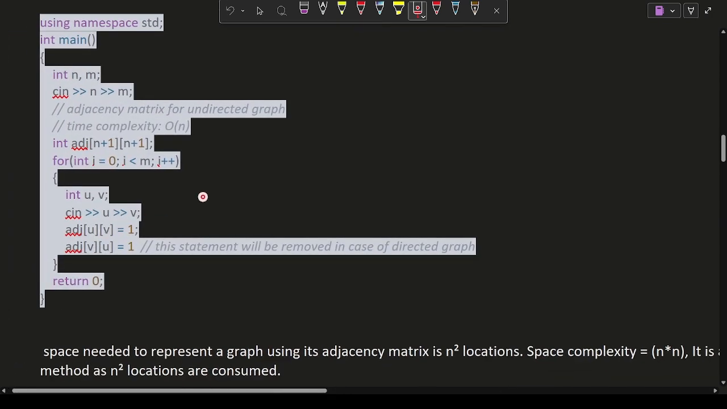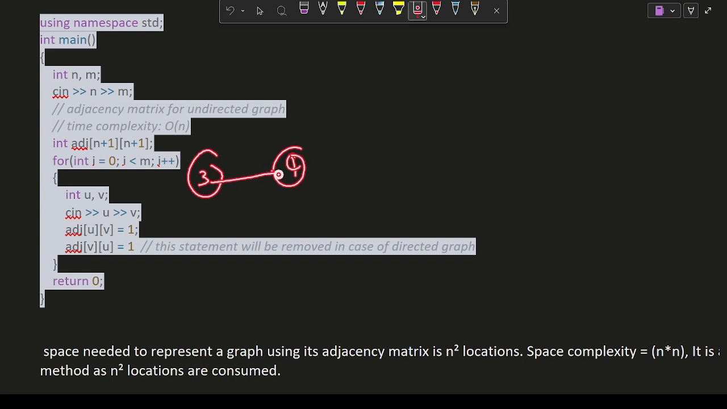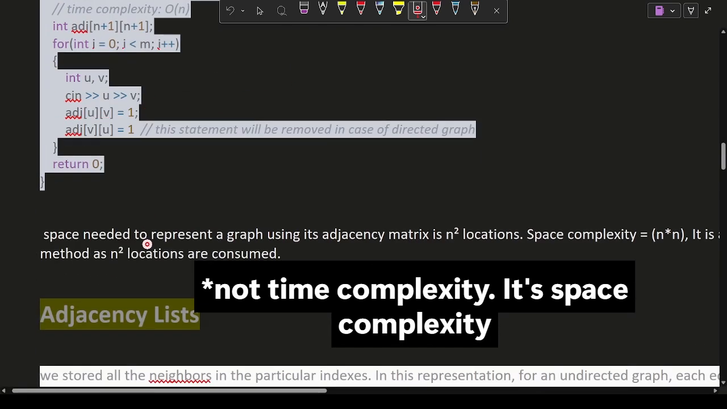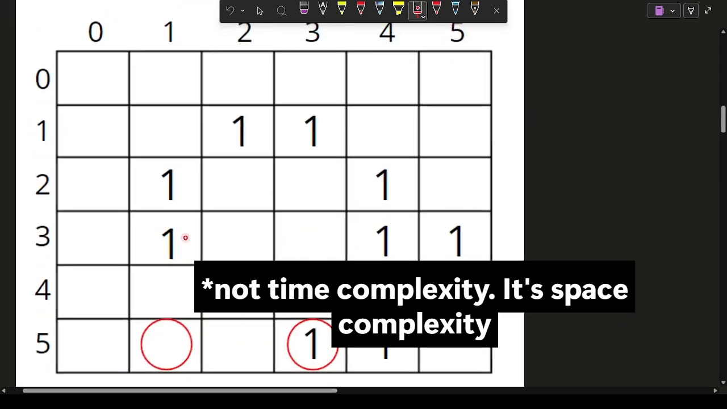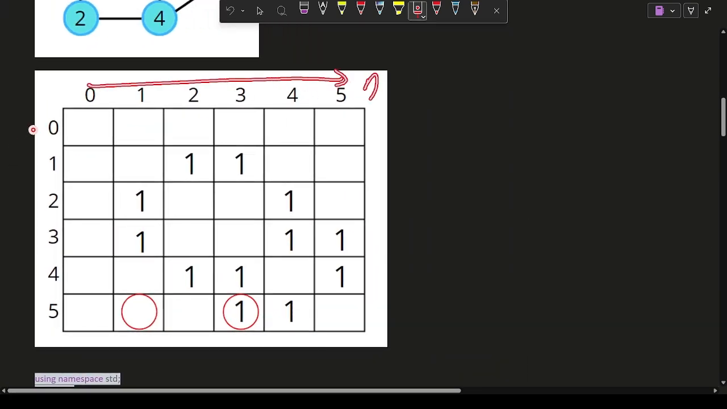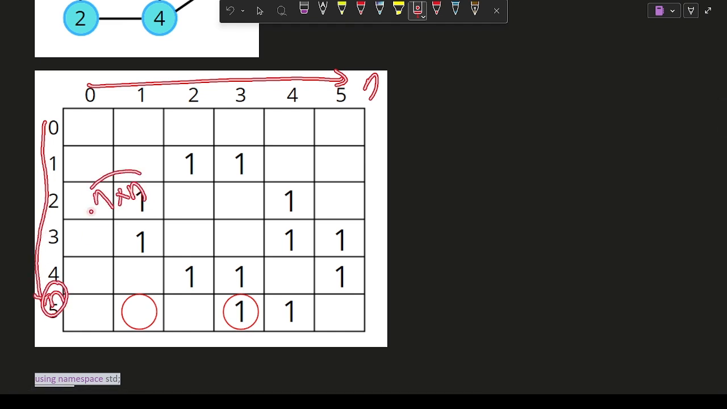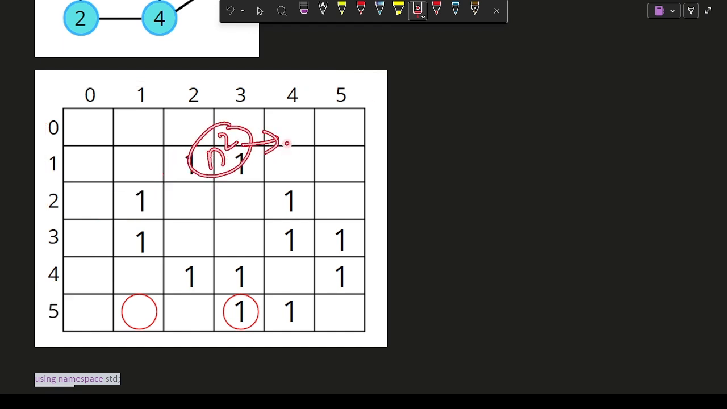Suppose this is from u to v, like 3 to 4 connected. In an undirected graph, it may be connected from 3 to 4 or from 4 to 3, in both directions. So here I am setting both (u, v) and (v, u). So this one is for an undirected graph. If I want to represent only a directed graph, then take only this one and comment out the other. Its time complexity is n for rows and n for columns, so n cross n. So n square is the time complexity. This is a very large time complexity.